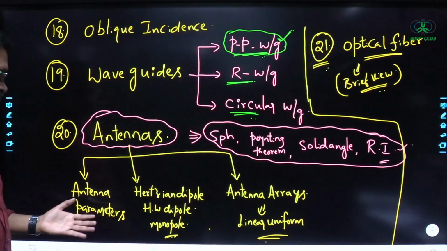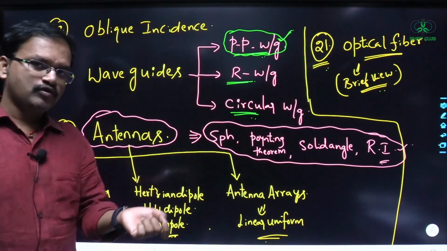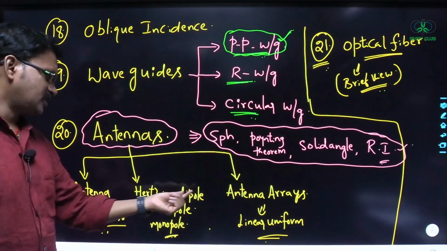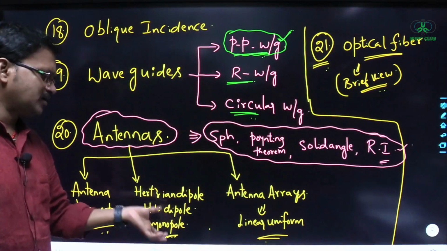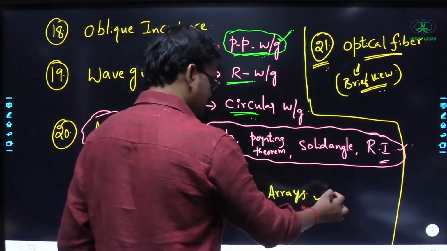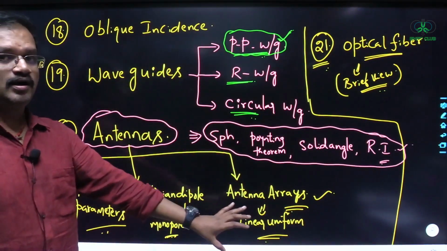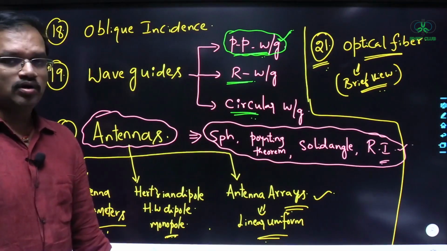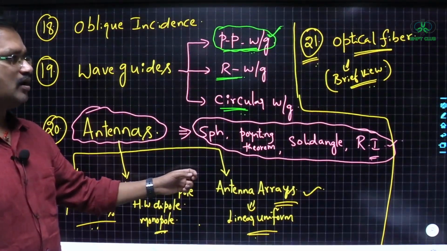So in antennas, what we are going to cover? Antenna parameters and a few antenna types, that is Hertzian dipole, half wave dipole, and monopole antennas. Some basic antenna types we are going to cover here. After that we will go for antenna arrays. These arrays are nothing but linear and uniform antenna arrays. So this is what we are going to cover, right? Okay, so with this we will complete the antennas topic.